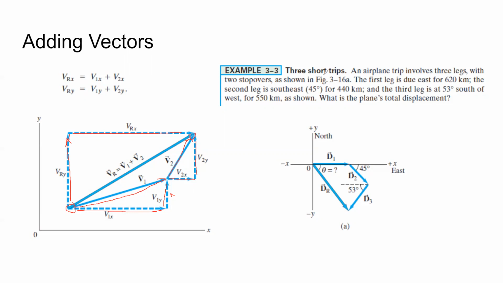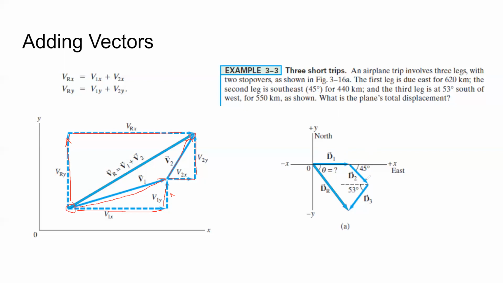So now let's proceed to the problem that I mentioned a while ago. An airplane trip involves three legs with two stopovers. And the first leg is due east for 620 kilometers. So here, D1. And the second leg is southeast, 45 degrees. So this is how to have the 45 degrees here below the positive x-axis, meaning it's a positive angle, for 440 kilometers. So of course, you can do the tip-to-tail method. So D1, and then this one, D2.